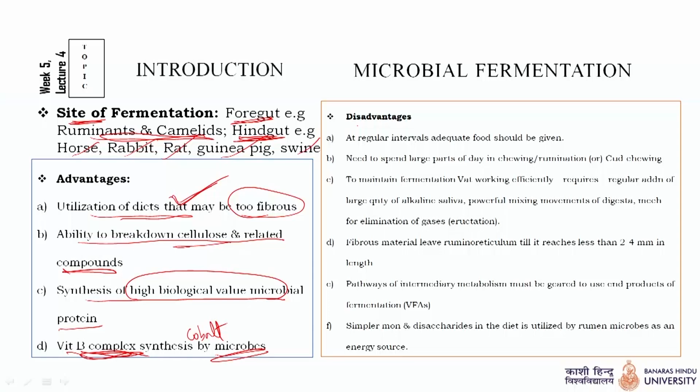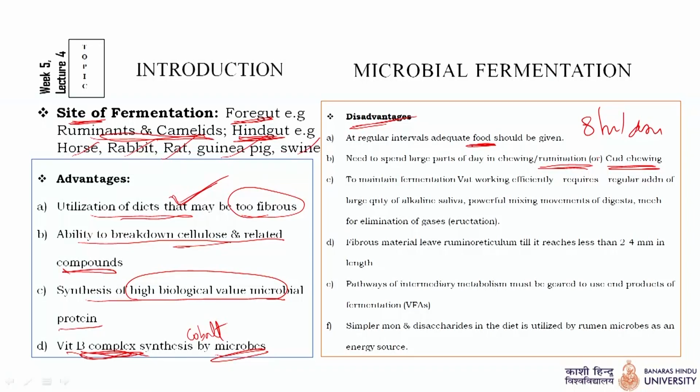Then what are the disadvantages of being a ruminant? The first and foremost is that it is a voracious eater, so at regular intervals it requires food. That is one important disadvantage. The next important disadvantage is that it spends almost 8 hours per day simply in rumination or gut chewing.